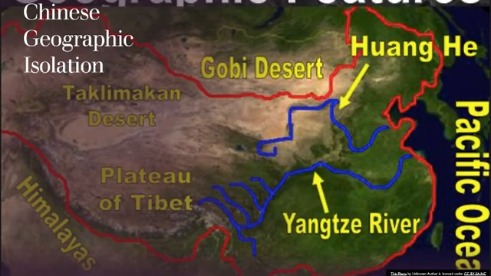So let's say they come from the other direction, from the north or the west. And as you can see here, we have two deserts. Deserts are very difficult to cross as well. You also have the Pacific Ocean to the east. So the geography of China makes it very isolated. It keeps it safe from invaders.